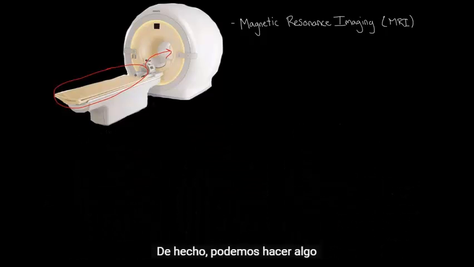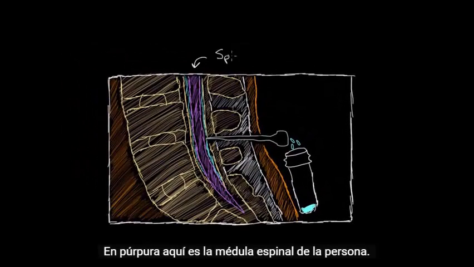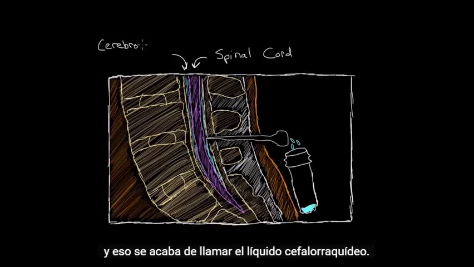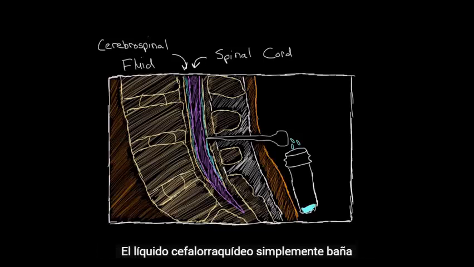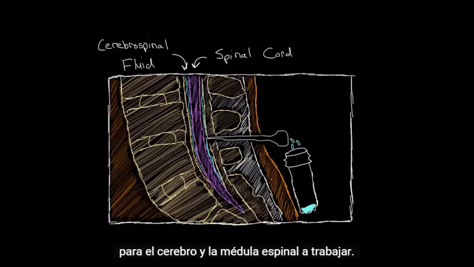So we can actually do something that is a little bit more invasive. So here I have a picture of someone's lower back. And in purple here is the person's spinal cord. You'll see this kind of blue stuff that's surrounding the spinal cord, and that stuff is just called your cerebrospinal fluid. The cerebrospinal fluid just bathes both the spine and your brain. It contains all sorts of good things like proteins and ions and all sorts of things that you need for the brain and spinal cord to work.